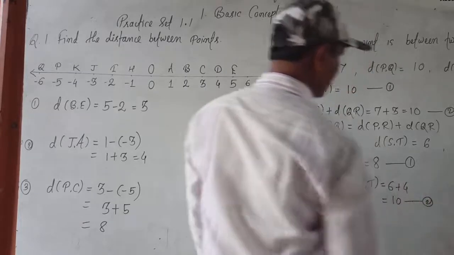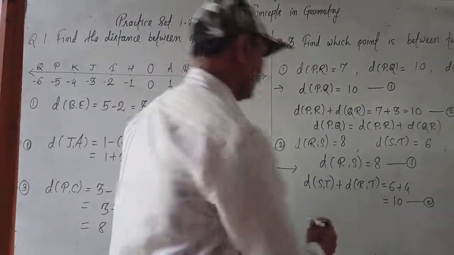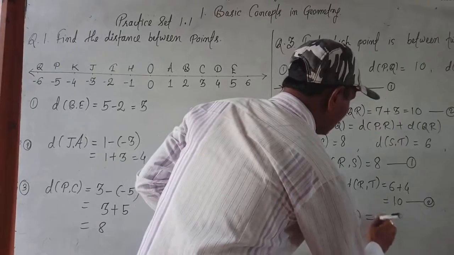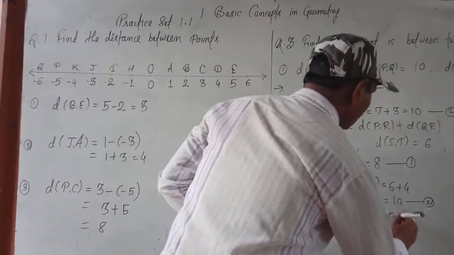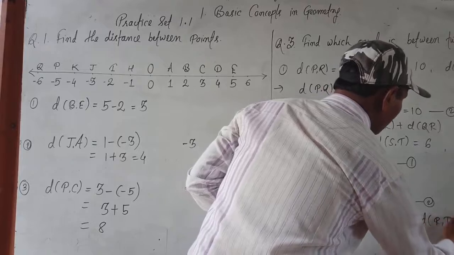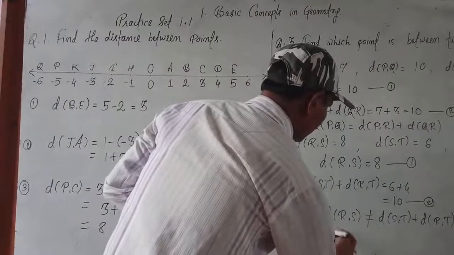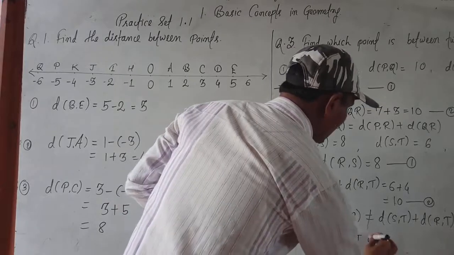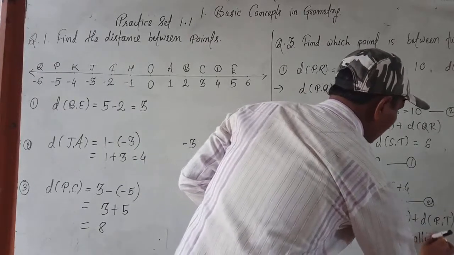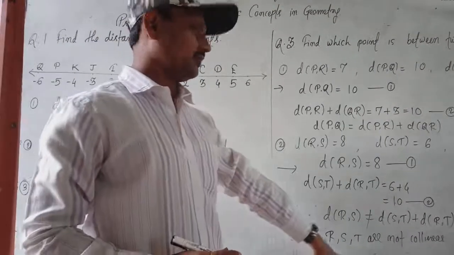Equation number 2. From equation 1 and 2, the distances are not equal. Therefore, write down like this: distance RS is not equal to distance ST plus distance RT. It means that these 3 points, R, S, T, are not collinear. If the distances are not equal, then the points are not collinear.